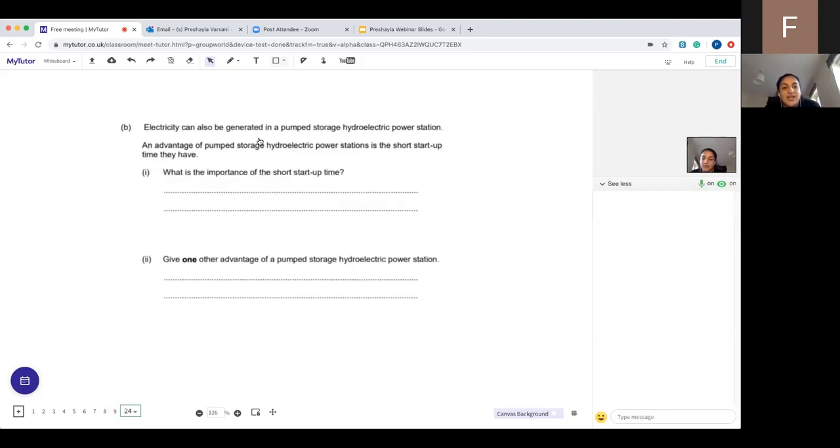Okay, so electricity can also be generated in a pumped storage hydroelectric power station. An advantage of pumped storage hydroelectric power stations is the short startup time that they have. So what is the importance of a short startup time? And if you've done that, then give one other advantage of a pumped storage hydroelectric power station.